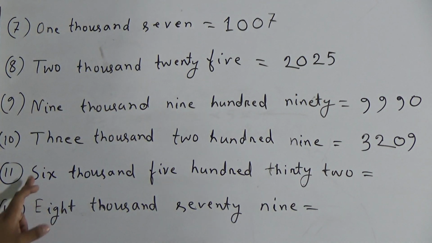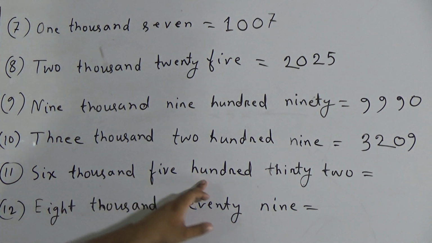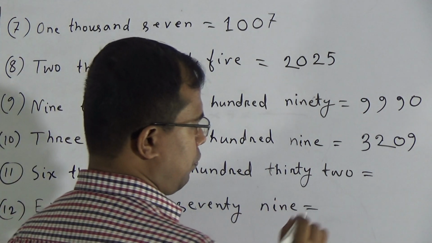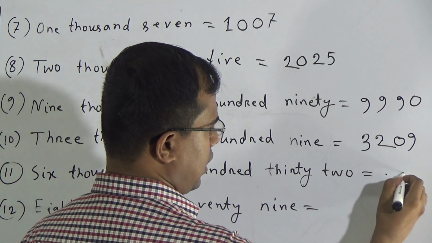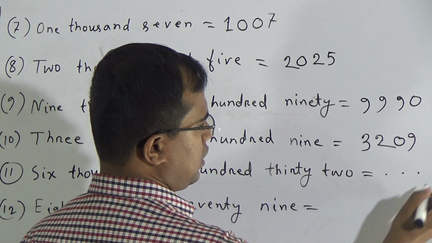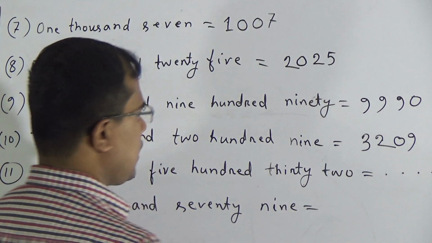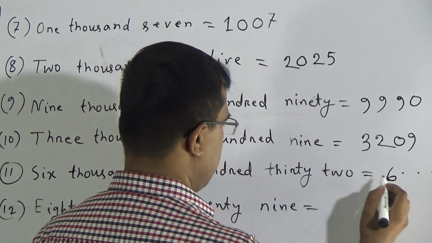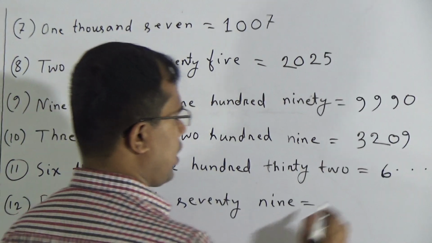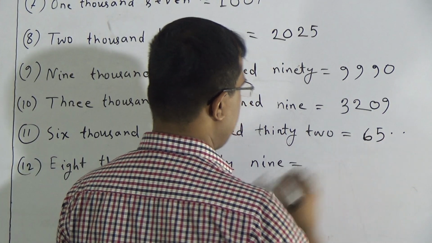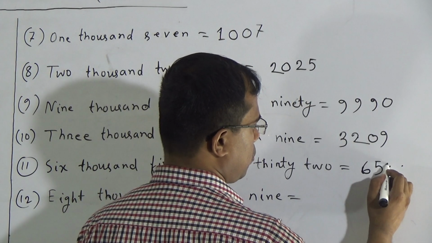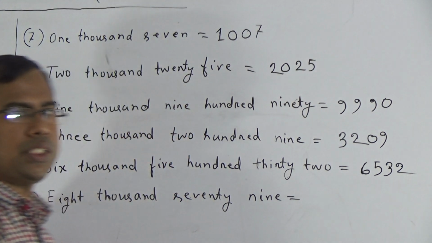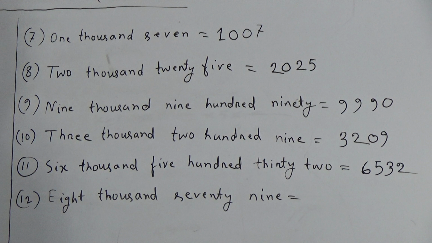Now number 11: 6,532. 6,532 has a total of 4 places: thousands place, hundreds place, tens place, ones place. 6,000, so in the thousands place we will write 6. Then 500, so in the hundreds place we will write 5. Then 32. This is 6,532. Now the last one.